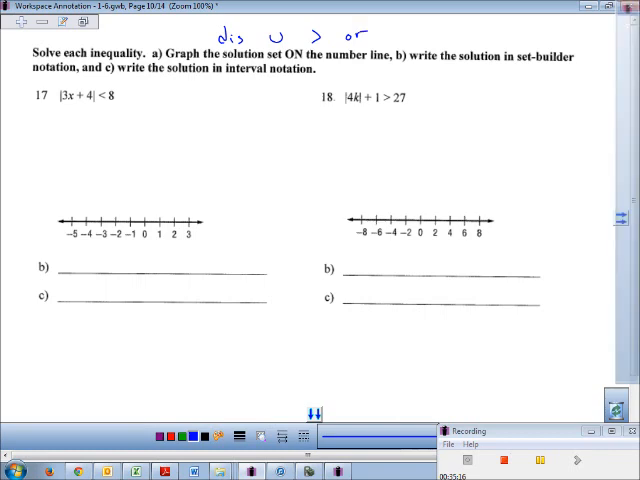Here is the process. Numero uno, we must have the bars isolated, just like it was before. The bars must be all by themselves on one side of the symbol. Are they in number 17? Yes. Then look to the symbol. Is the symbol a greater than or a less than? It doesn't matter if they have equal to bars or not. Is it a greater than or a less than symbol?